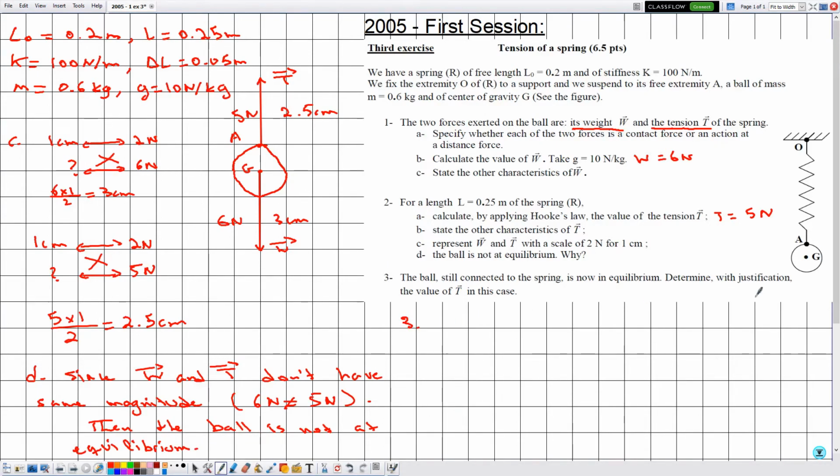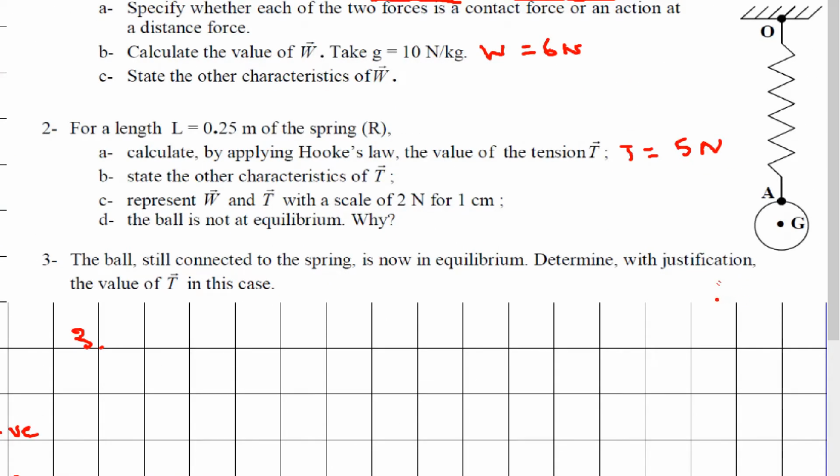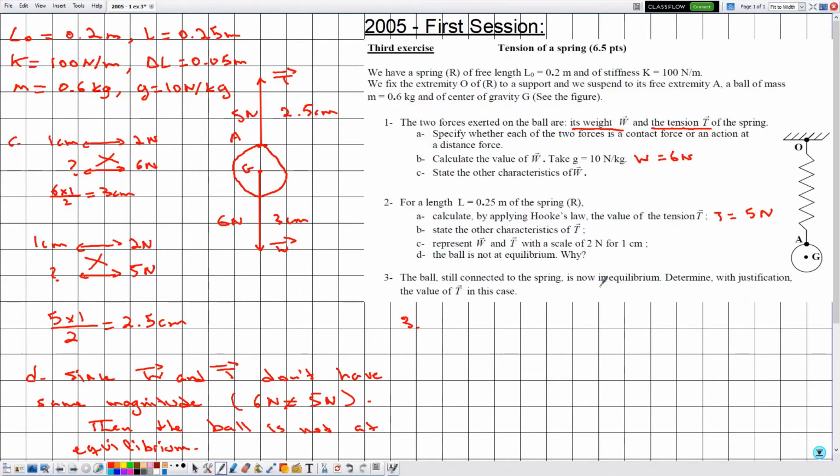Now in number 3 they are telling me the ball is still connected to the spring and is now in equilibrium. So we can make use of the condition of equilibrium. Determine with justification the value of T in this case. In other words, because we didn't change the ball, the magnitude of the weight didn't change, but however, now the ball being at equilibrium, the magnitude of the tension has changed. So we need to make use of the condition of equilibrium in order to determine the magnitude of the tension T, instead of calculating it using Hooke's law. Then let's say at equilibrium, how do you apply this condition?